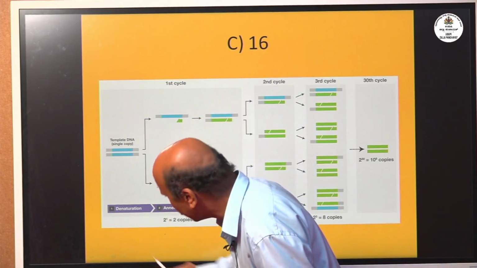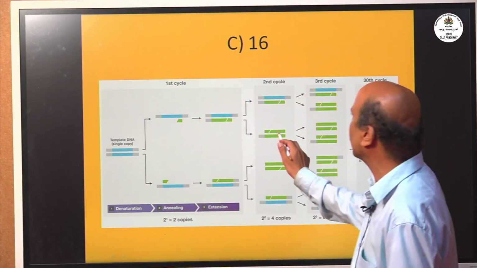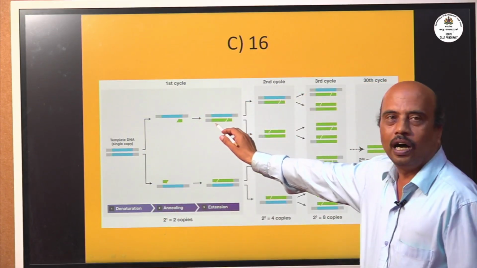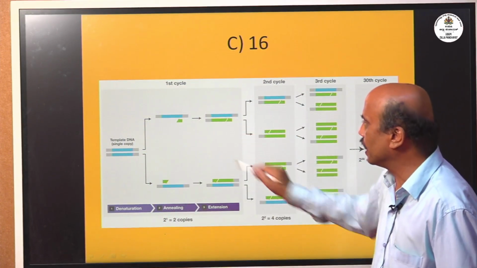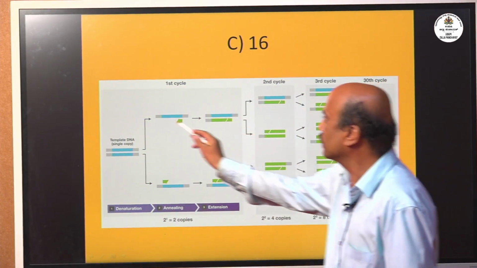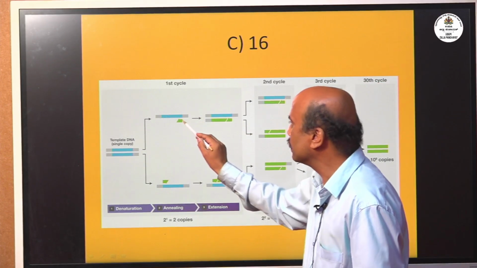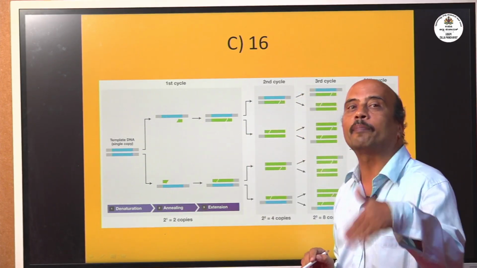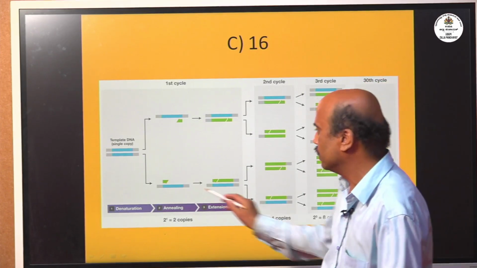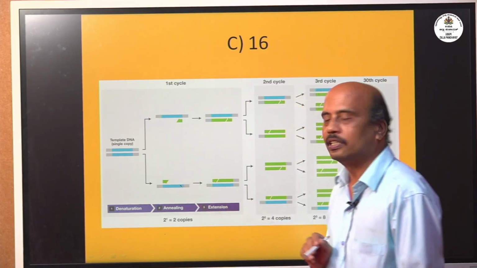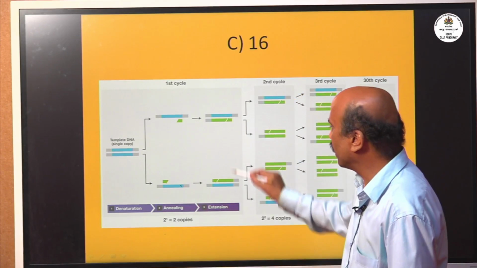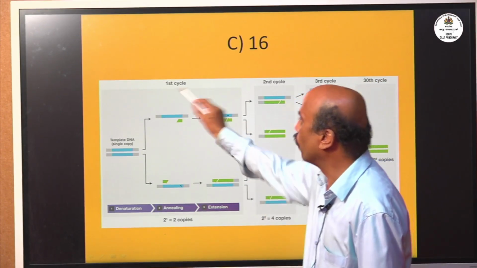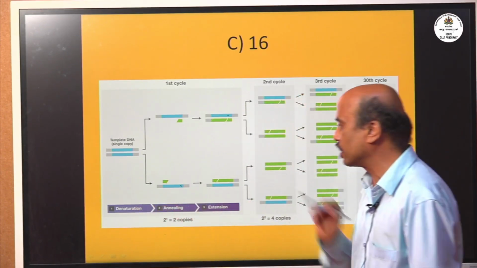Okay, that is the answer, 16. Each PCR cycle, see here, after the end of the first cycle, we have 2 DNA. This is the DNA template, this is the primer. But remember, primer is attached to the 3' end of both the separated strands, so it is another template. From these 2, we have 2 DNA at the end of one cycle: denaturation, annealing, extension.